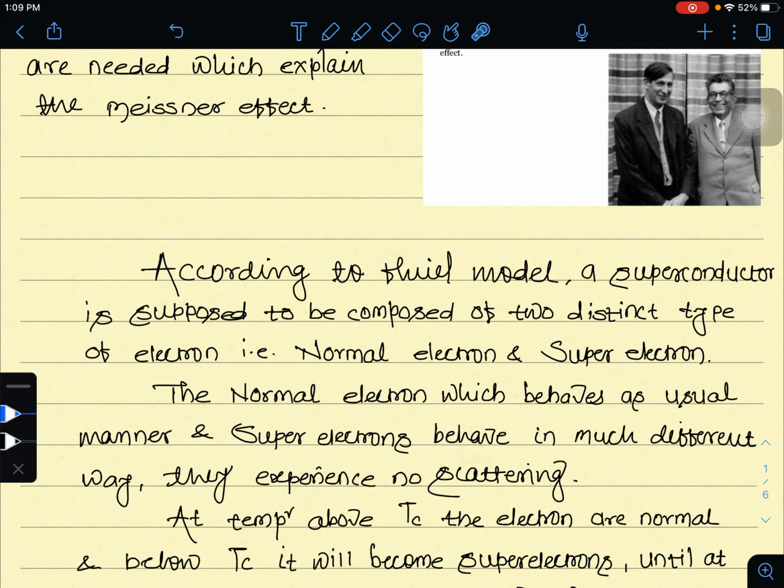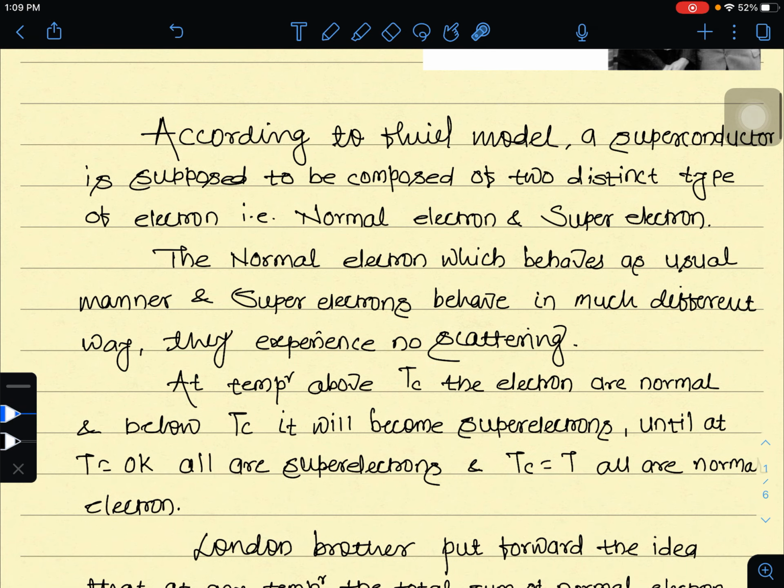Normal electrons experience scattering, but the super electrons do not experience scattering. This is the major difference between normal electrons and super electrons. Please note this, students: normal electrons experience scattering, but super electrons do not experience scattering. It is important for MCQ patterns.